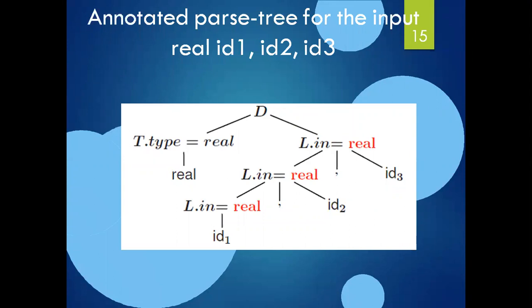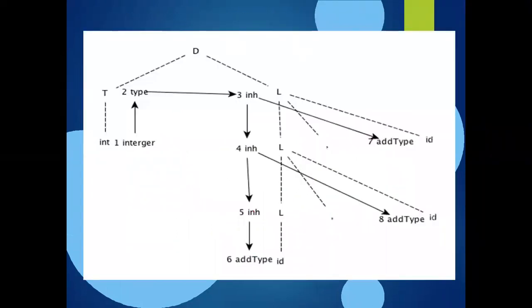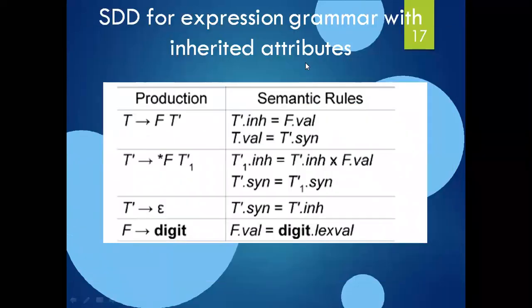And next, what other concept do we need to know? This is about the annotated parse tree with the dependency graph along with the evaluation order. This I will explain with the concept of the evaluation order and the dependency graph. And the next thing is, here I have another example for inherited attributes. See the grammar, and see how the syntax-directed definitions are written for this. See the semantic rules here.